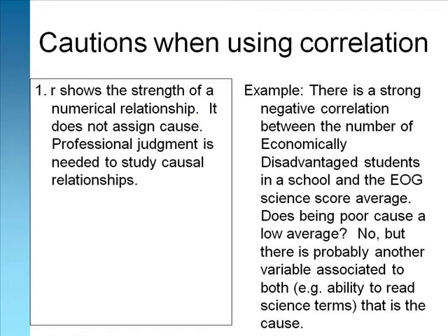There are several cautions to observe when using correlation. R shows the strength of a numerical relationship. It does not assign cause. Professional judgment is needed to study causal relationships. For example, there is a strong negative correlation between the number of economically disadvantaged students in a school and the end-of-grade science score average. Does being poor cause a low average? No, but there is probably another variable associated to both, for example, possibly the ability to read science terms, that is the cause.